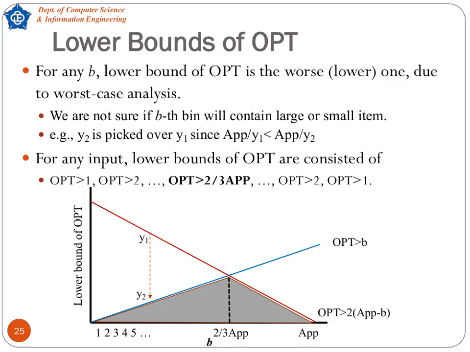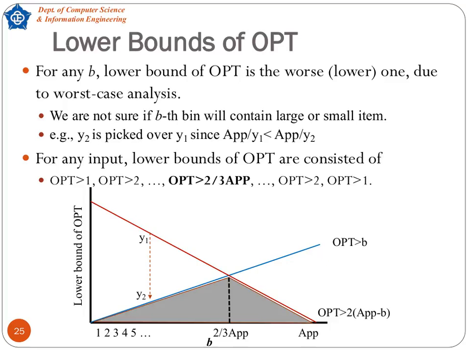The x-axis represents B, our number of bins or parameter, and the y-axis clearly shows the lower bound of OPT. The red line illustrates the condition that OPT is greater than 2 times the quantity APP minus B. Notice how, as B increases, this particular lower bound decreases. Conversely, the blue line represents a simpler yet equally important condition, that OPT is simply greater than B. As you can see, this lower bound increases linearly with B.